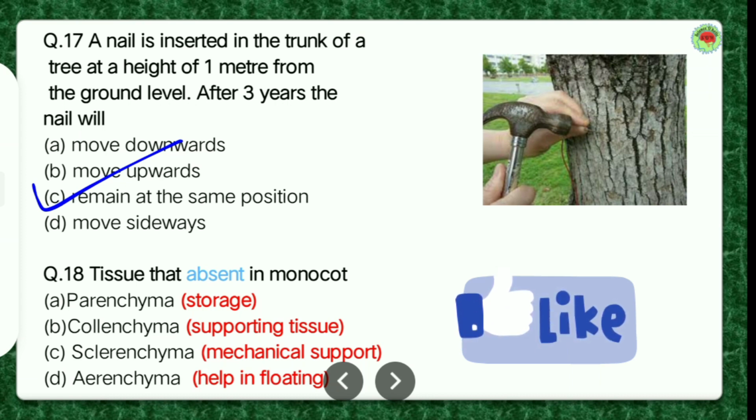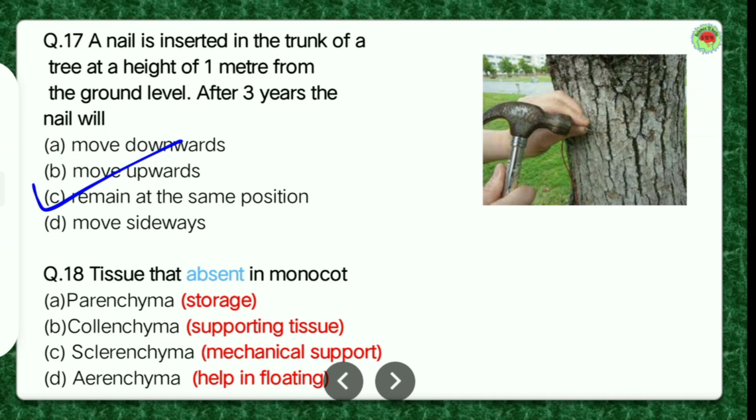Question number 18. The tissue that is absent in monocot. Now we have to tell the name of the tissue which is absent in monocot. Now you know that parenchyma is a storage tissue which is present in dicot. Collenchyma, it's a supporting tissue. C, sclerenchyma, it's a mechanical support to the plant. Aerenchyma helps in floating. So except collenchyma, all three are present in dicot. So the correct option of this question is collenchyma.